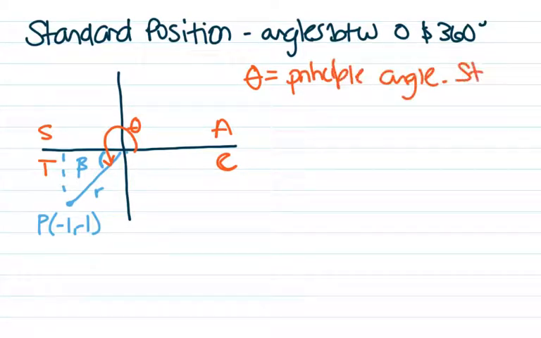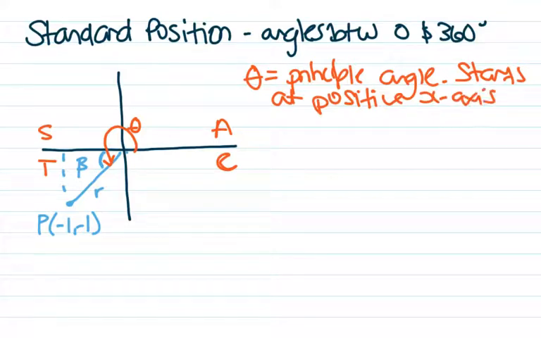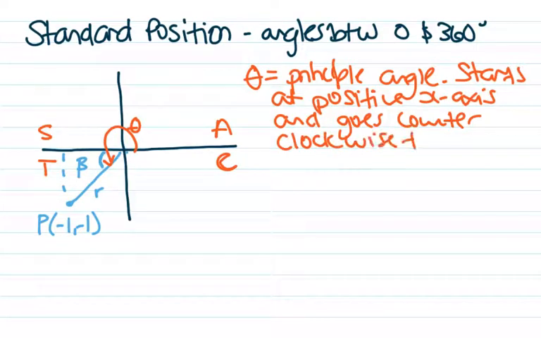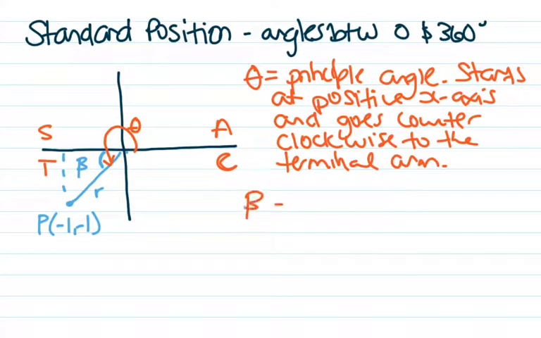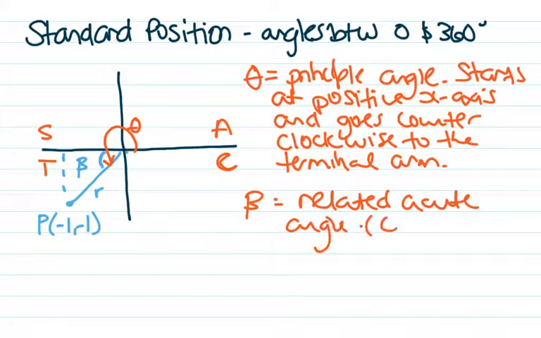It starts at the positive x-axis and goes counterclockwise to the terminal arm. And then beta is the related acute angle. And the related acute angle is between 0 and 90 degrees.